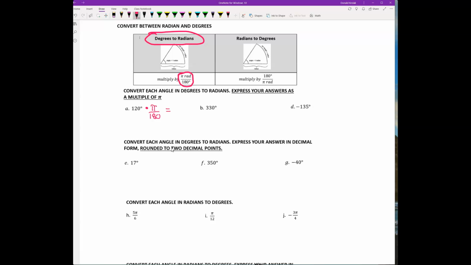Okay, I can divide both of these by 10. And now I got 12 pi over 18, and I can reduce that. Divide both by 6, and I get 2 pi over 3.